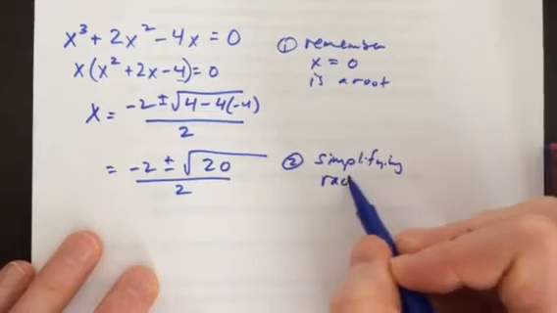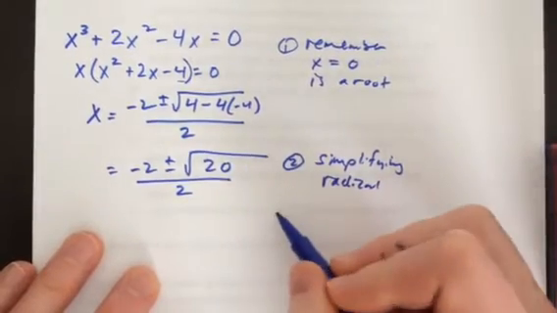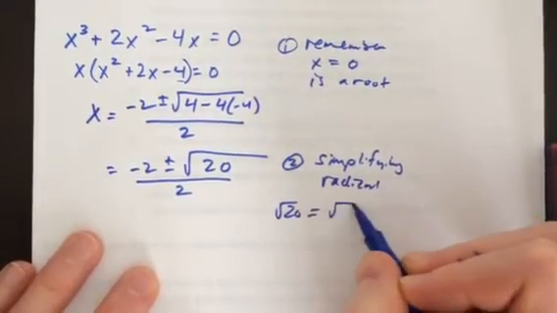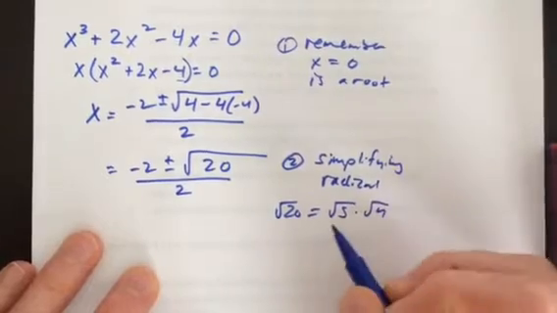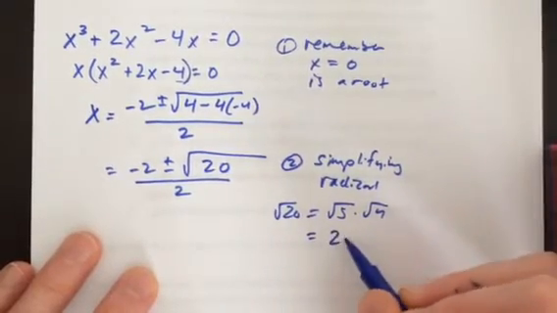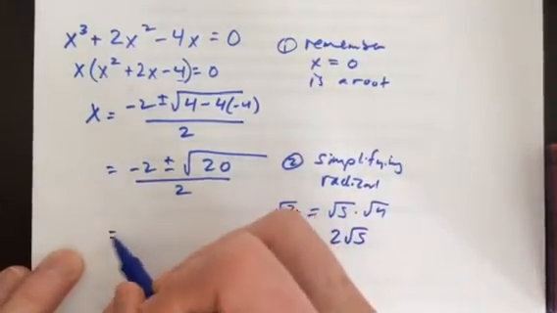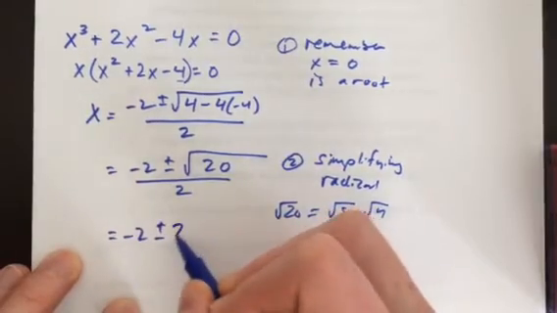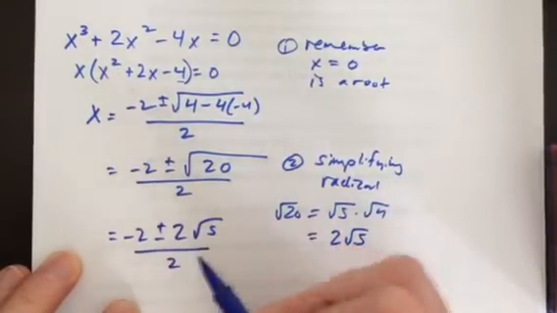The second error was simplifying your radical. So root 20 equals root 5 times root 4, so that's equal to 2 root 5. So we get negative 2 plus or minus 2 root 5 over 2.